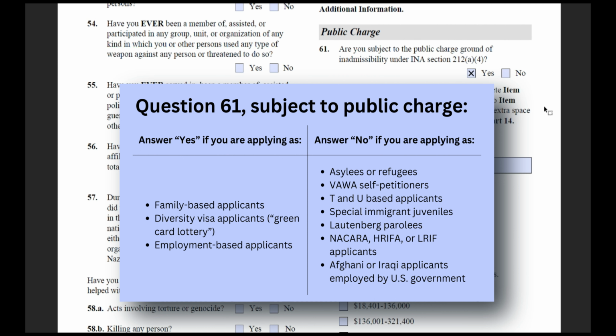It is important to understand that holding a status that is exempt from public charge does not exempt you from public charge if you are applying for a green card in the family or employment-based category or diversity category. So for example, if you are currently residing in the US and you hold an asylum status or TPS, but now you're married to a US citizen and you are applying for a green card based on the family category, so now you become subject to the public charge ground and must answer yes to this question.